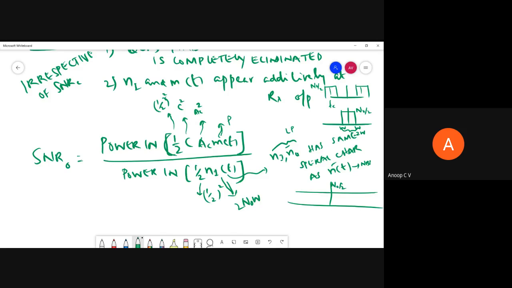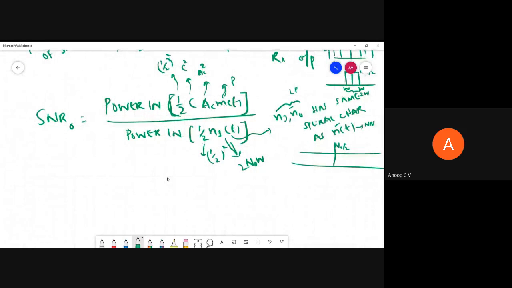So the total I can write now. The power in the signal is equal to C square AC square P with a 1 by 2 square, that is by 4, divided by the noise power, which will be equal to 1 by 4 times 2 N0 W, so it will be 1 by 2 N0 W.